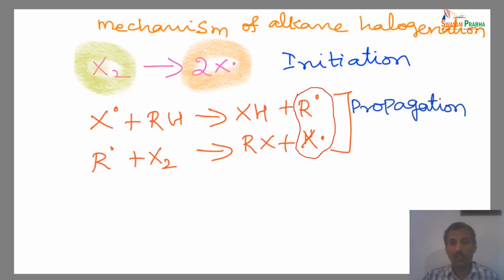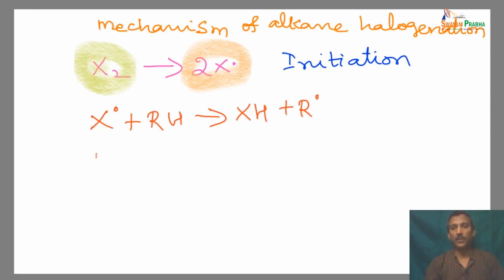Other than that, this R dot and another R dot can combine together in the termination step. Two molecules of R dot can combine, or two molecules of X dot can also combine. So these are all the other additional termination steps. So R dot and X dot can combine to give the product RX, or two R dot alone can combine together to give a product, or two X dot can combine together to give a product. So these are all the different termination steps that are involved.